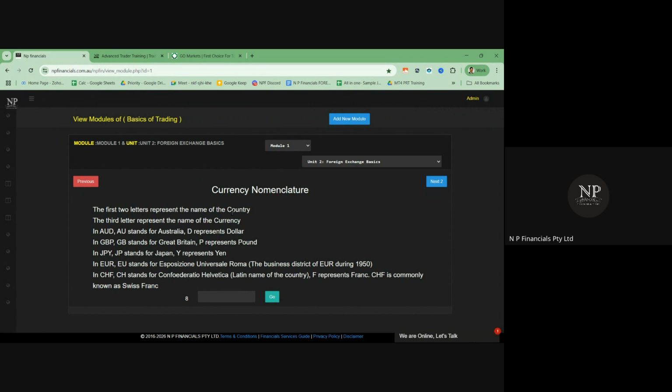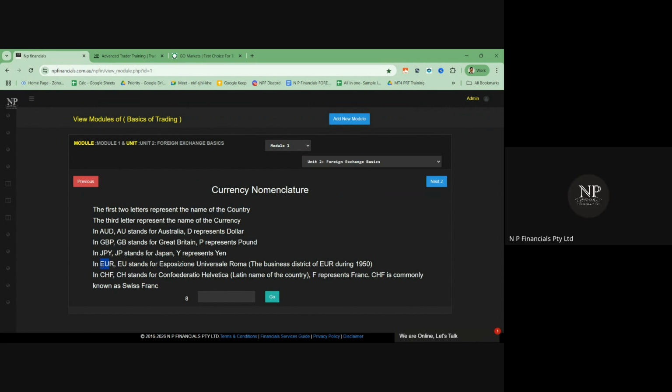The first two letters represent the name of the country. The third letter represents the name of the currency. So AUD: the first two letters, AU, stand for Australia, D for dollar. Similarly, GBP: GB stands for Great Britain, P stands for pound. JPY: JP stands for Japan, and Y stands for yen, so Japanese yen.